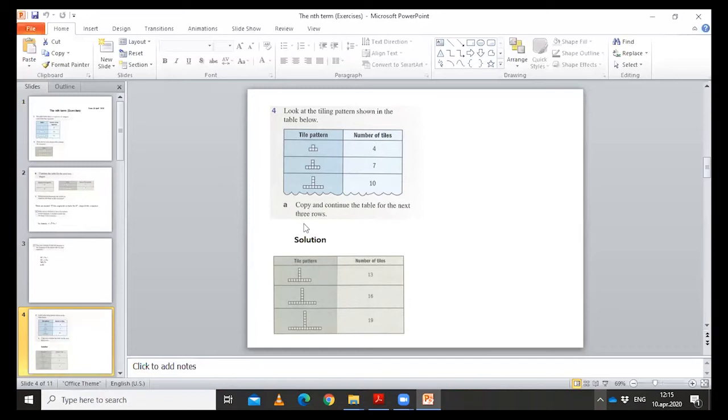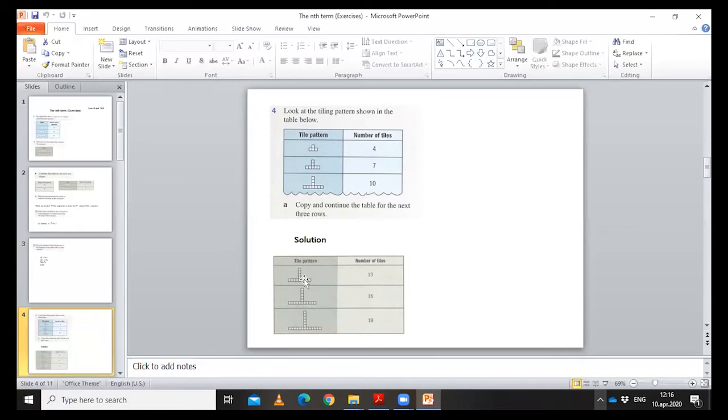Okay? The first requirement: copy and continue the table for the next 3 rows. Using this logic, first we will complete the number of tiles, plus 3 each time. So 10 plus 3, 13, then 16, then 19. But how will we plot this tile pattern in the left side of this table?